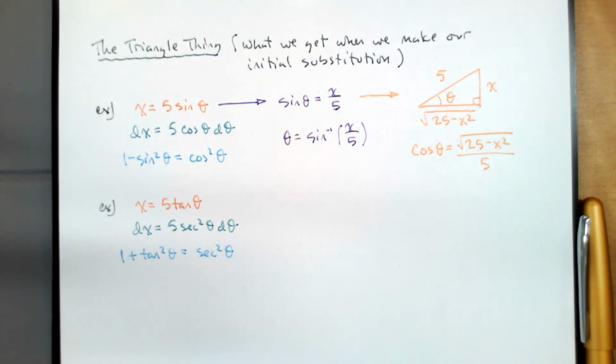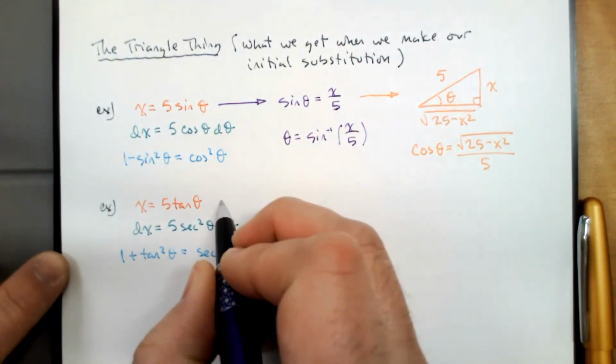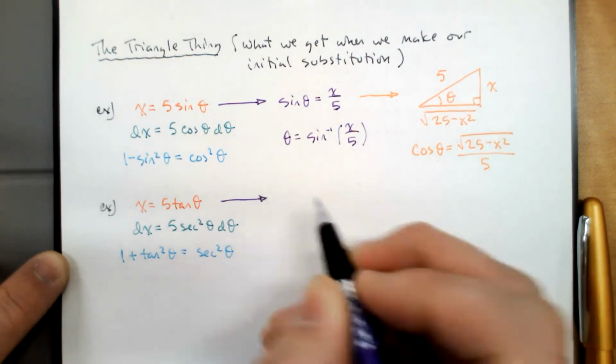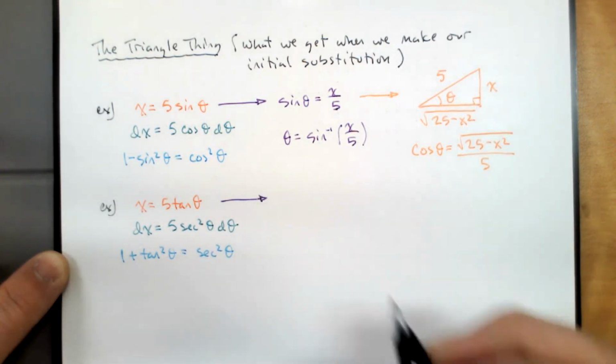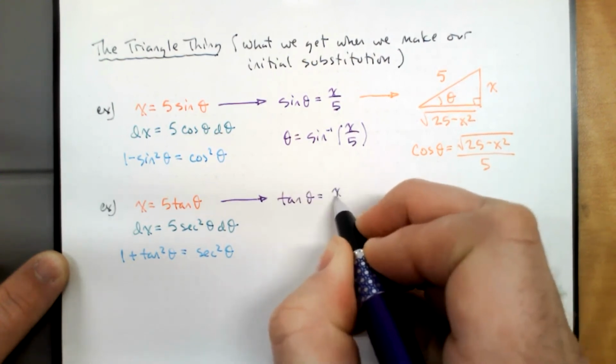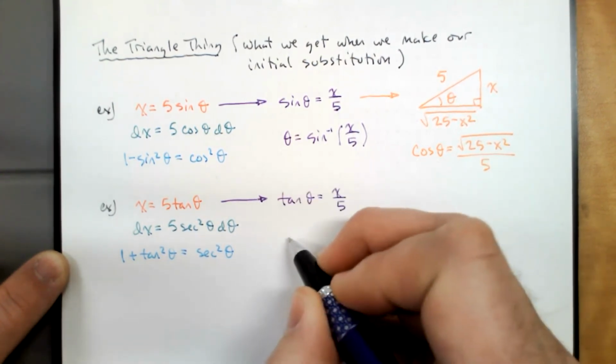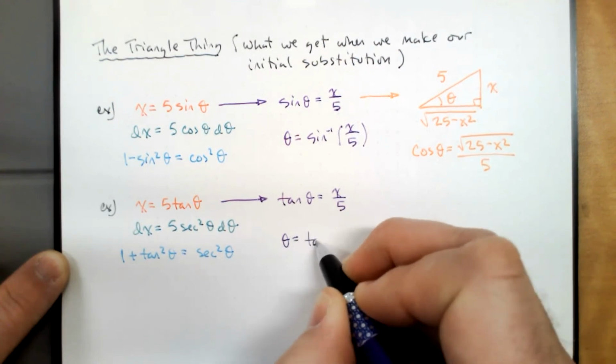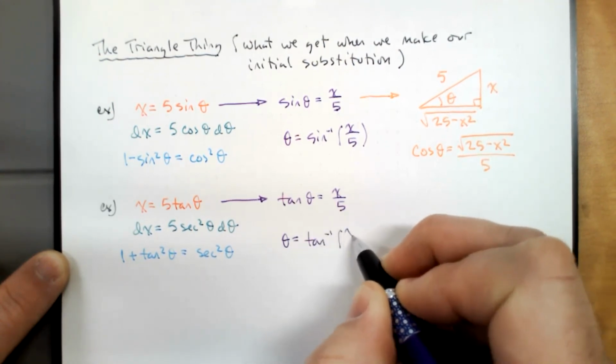Once we do the theta integral, we might need to know what tangent of theta is, because that could show up in our theta integral. So to undo the trigonometric substitution, the tangent of theta will be x over 5. If we need theta, then we'll just do tangent inverse of x over 5.